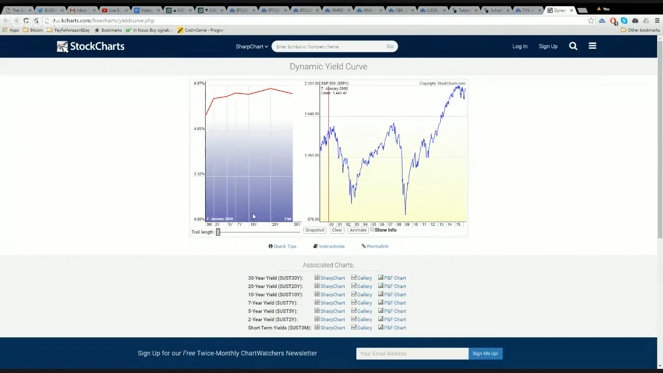Can I move that over? You're going to move over? Where is it? There we go.